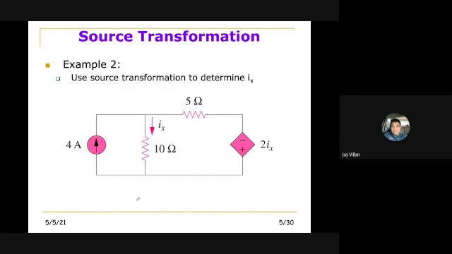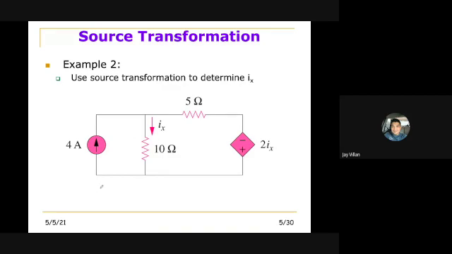Okay, so use source transformation to determine Ix. Just like I've told you earlier, you have to leave the branch where the parameter in question is present. So here we can transform this 5 ohm resistor and 2Ix into a current source.